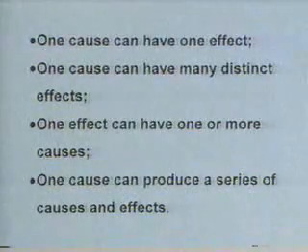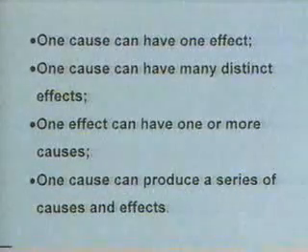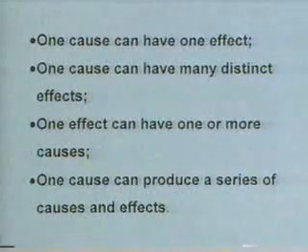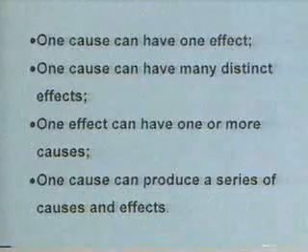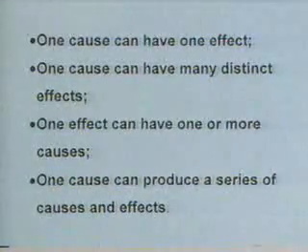One cause can have one effect. One cause can have many distinct effects. One effect can have one or more causes. One cause can produce a series of causes and effects. With a sequence of causes and effects, we can demonstrate the snowball effect of certain actions. The following narrative of a series of actions illustrates this causal relationship between actions.